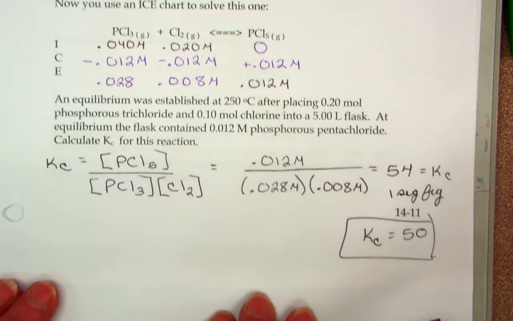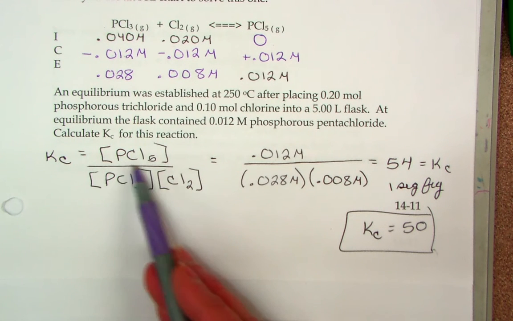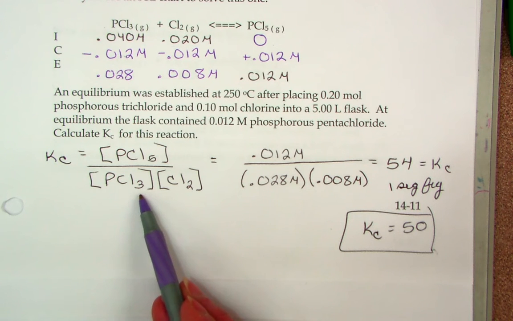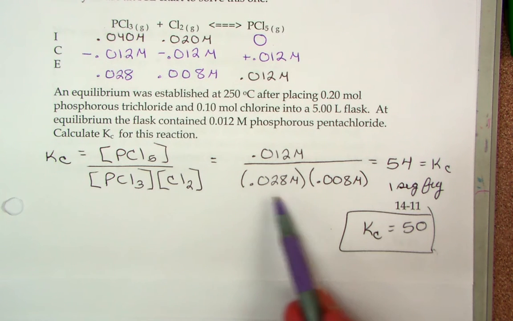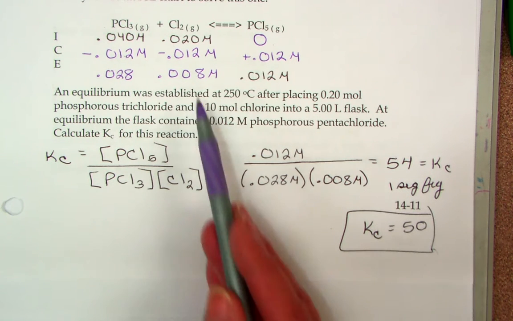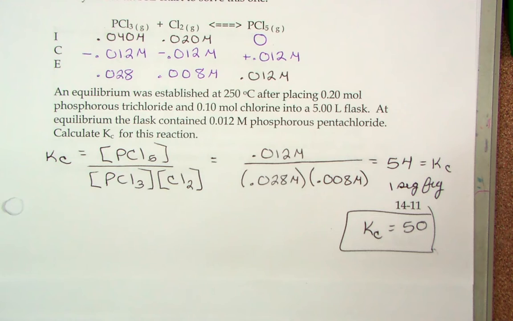So we set up our equilibrium expression. K sub C is equal to the PCl5 concentration divided by the PCl3 concentration times the chlorine. Plug in the numbers and the calculator says 54. But we only had 1 sig fig from subtraction here, so we have to report 50 as our K value.